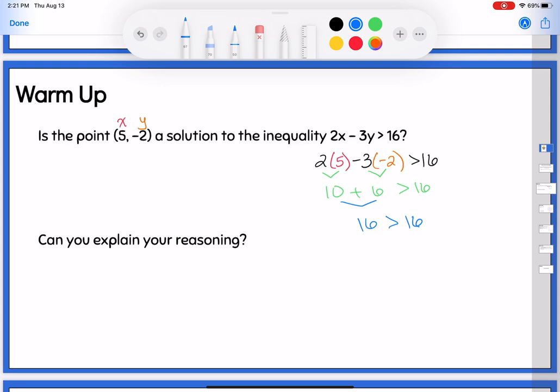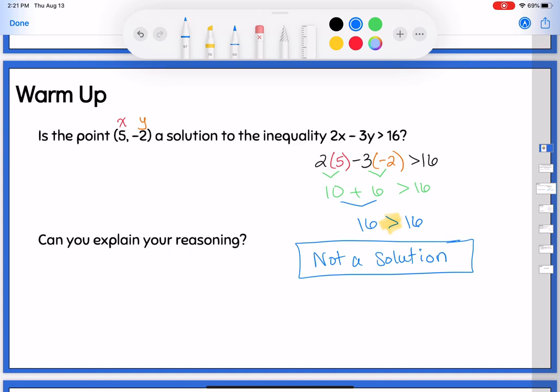Ooh, that's tricky. But be careful about what this inequality actually is. It says 16 is greater than 16. Is that true? No, this was not a solution, right? Because when I plug in those points, I get 16 is greater than 16, and that's not true, okay? Because there's no underline, there's no or equal to. Now, to explain your reasoning, you could say like the number 16 isn't greater than 16, it's equal to, and there's no underline here, right?